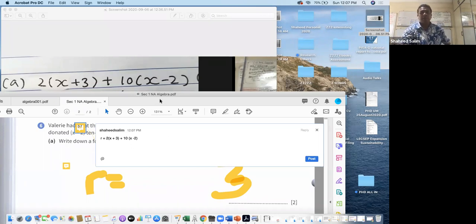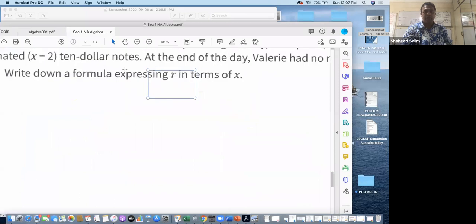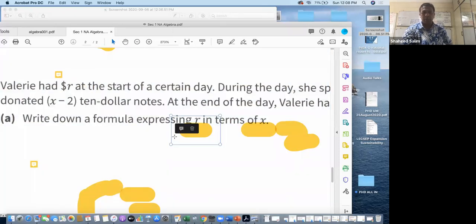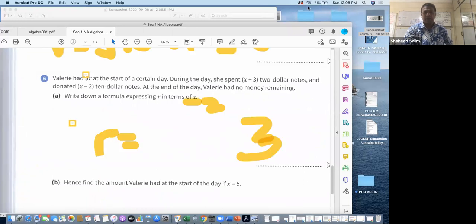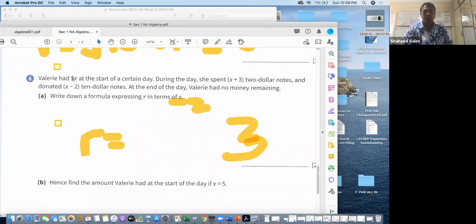You see, she has money. The total amount of money is R. That's what they have stated here. See, the total amount of money she has is R. Hold on, let me just move this. Okay, hopefully you can see here. Down here now, she had R money at first. Then her money is finished. Why? Because she spent this amount and she donated this amount, got nothing left. So in order to find the total amount of money she had at first, I take the amount of donations plus the amount of money she spent and add them together. And once I add them together, I get R. Do you agree? You understand what I'm saying?